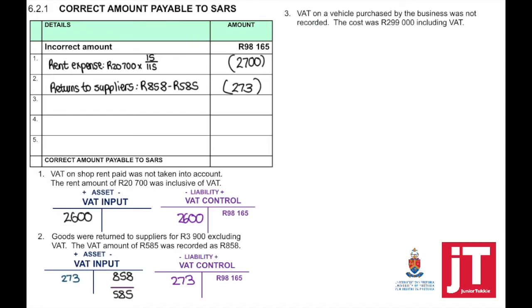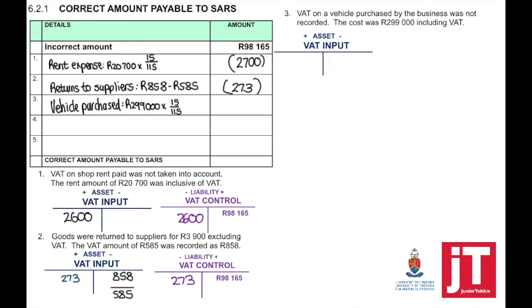Number 3, VAT on a vehicle purchased by the business was not recorded. The cost, $299,000, including VAT. So to calculate the VAT amount, we have to take the amount including VAT times 15 divided by 115. Now this transaction was omitted.